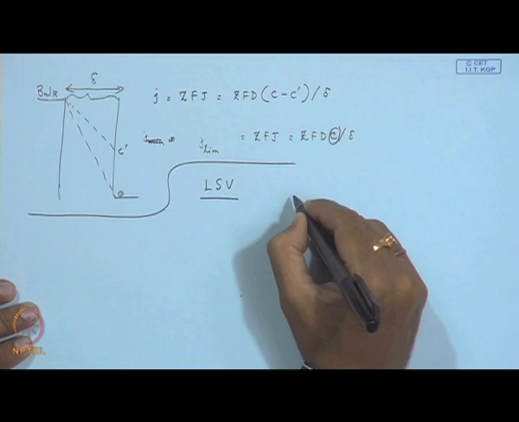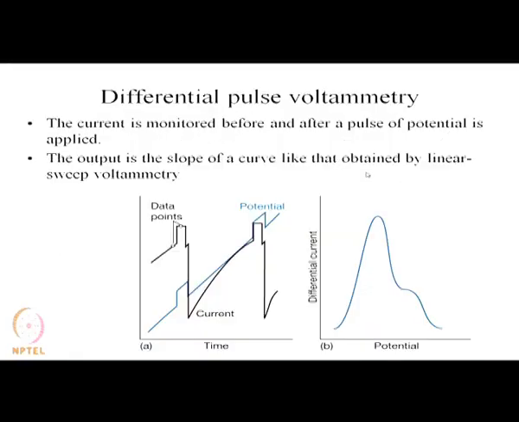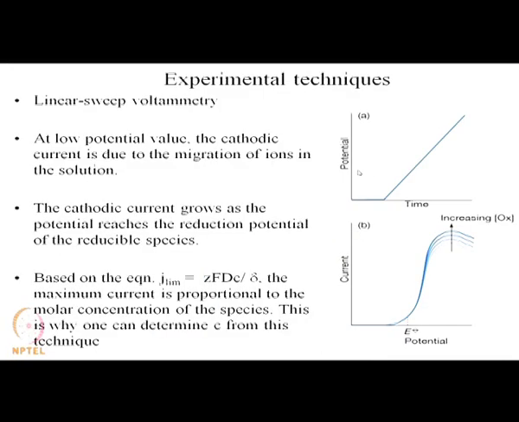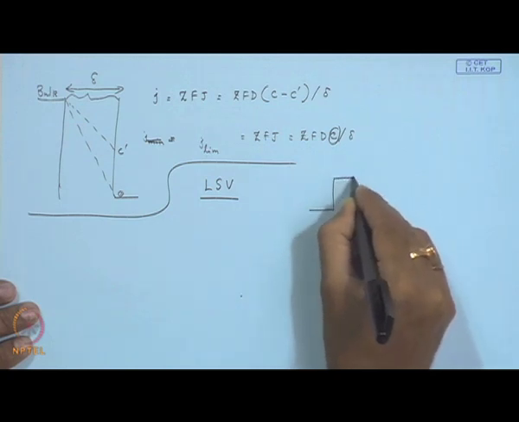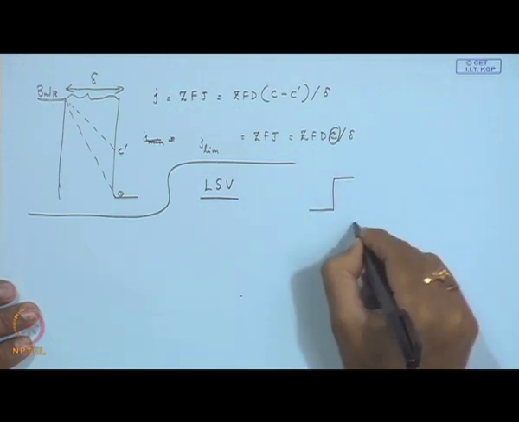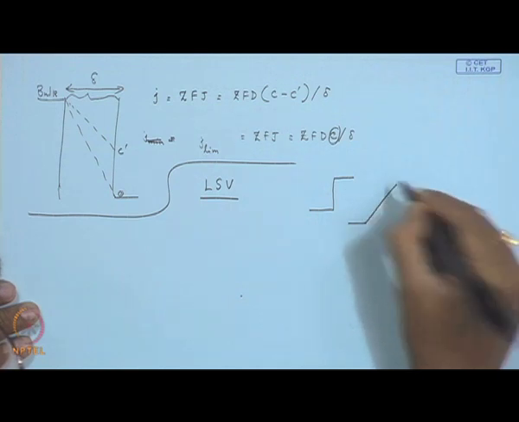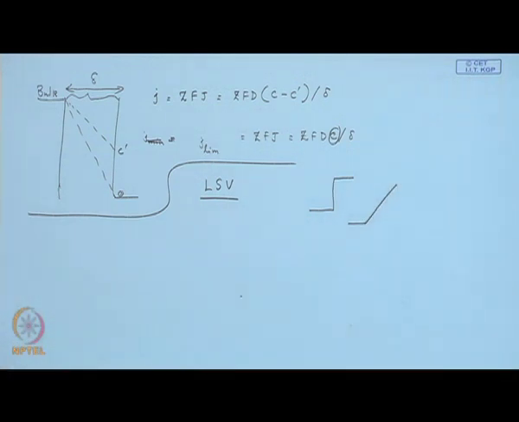So, this is an application of this measurement. Now, in linear sweep voltammetry, the potential is linearly swept. I mean it is increased, not like a potential step like this, but linearly swept. So, starting from some value, it is linearly increased with time, and you measure the current against potential.